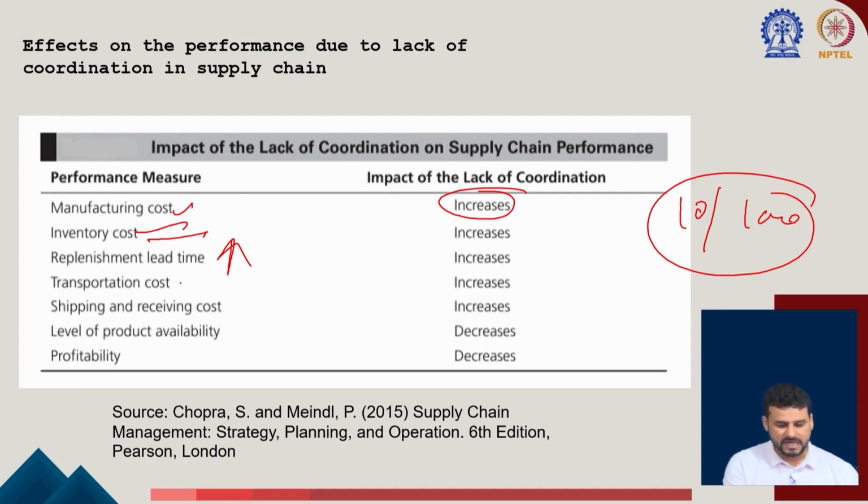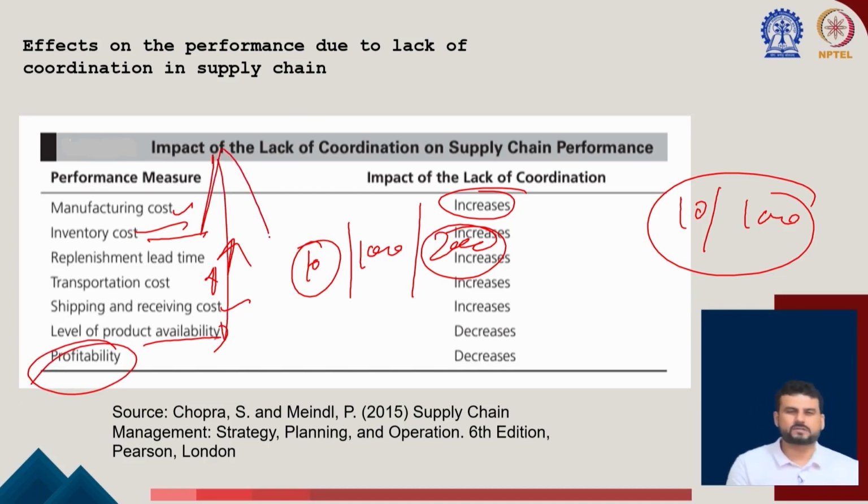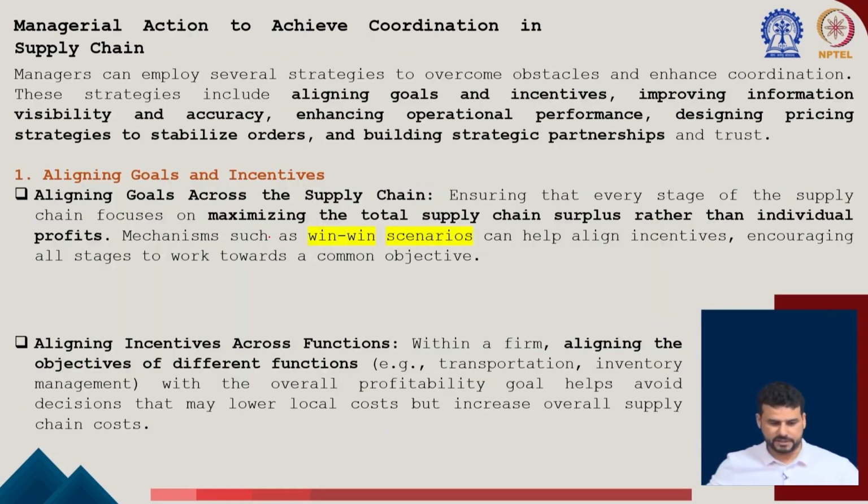right? So transportation cost will increase. Sometimes you are transporting 10 units, sometimes 100 units, but the maximum you can transport is 200, so that capacity you are not utilizing fully, right? Shipping and receiving cost will increase. Level of product availability, because there is no clear communication, sometimes you are storing extra inventory, sometimes you are out of stock, that will happen because there is no coordination. And profitability obviously will decrease. Why? Because overall cost will increase, so your margins will decrease.